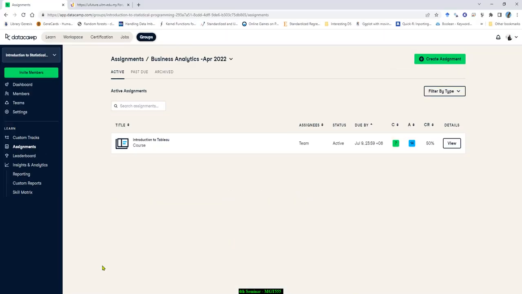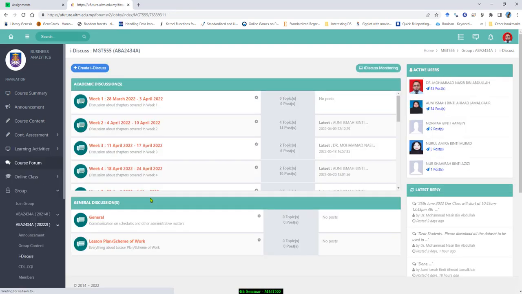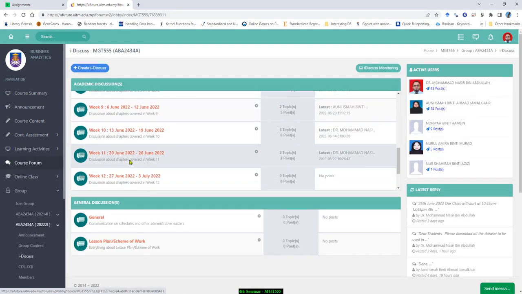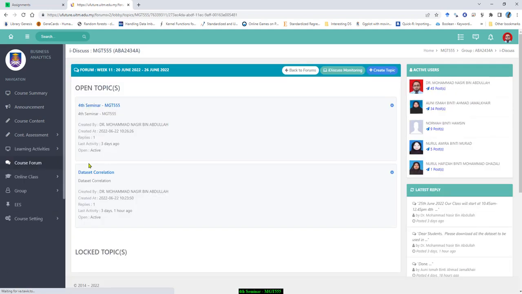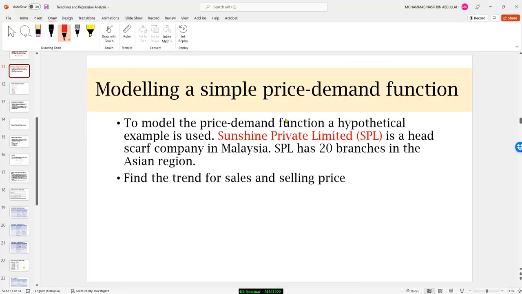So, to continue, kita tengok dekat dataset. You pergi ke dataset yang I bagi, week number 11. Week number 11, I bagi dataset, correlation. Ada dua dataset dekat sini. Please download these two. And then kita akan buka Sunshine Private Limited. Right. So, you buka Sunshine Private Limited.